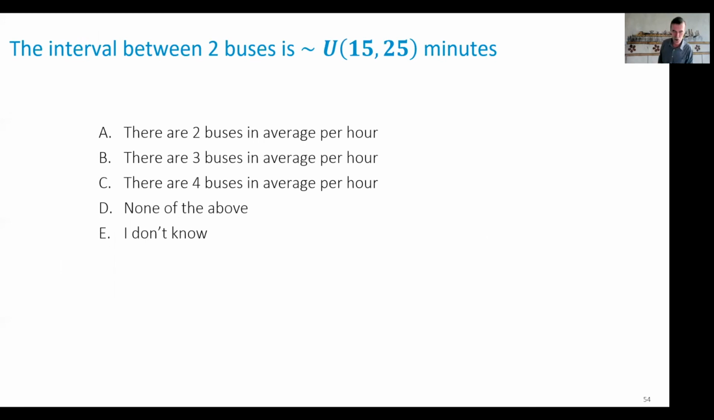So let's conclude with this little question. At a bus stop, we find that the distribution of the time between two consecutive buses is given by a uniform distribution spread between 15 and 25 minutes. Which of the following statements are correct here?